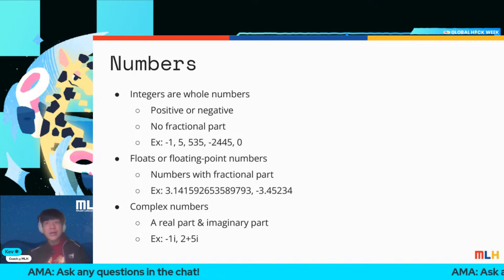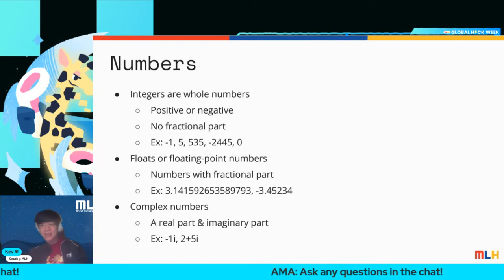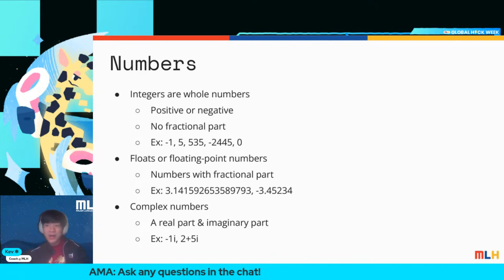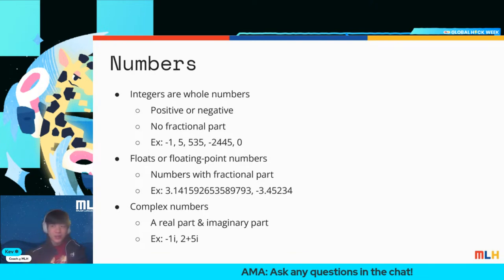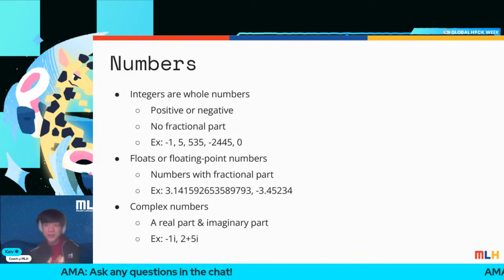Floating point numbers can also go in both directions. They can be positive and negative. For example, a negative float would be negative 3.45234. So like integers, floats can go in both positive and negative directions. And zero would not be considered a float, given that there's no fractional component of zero.